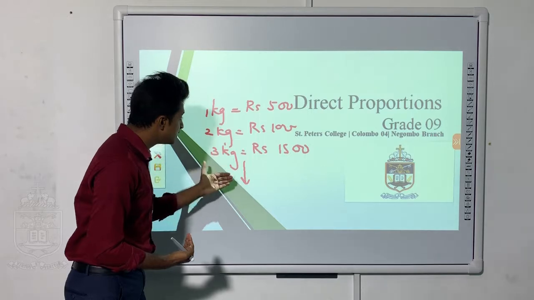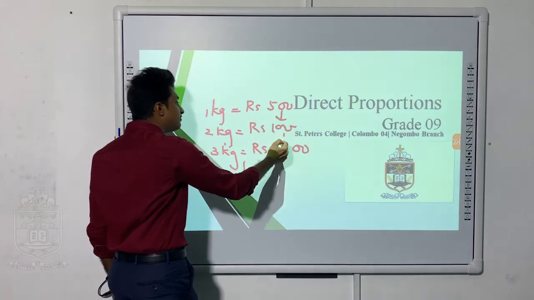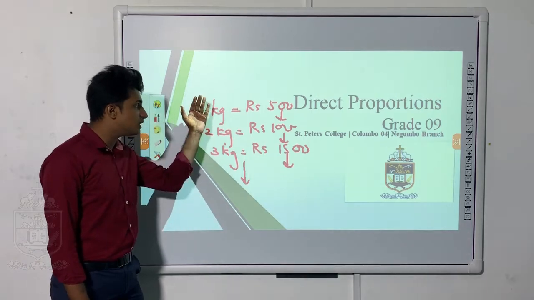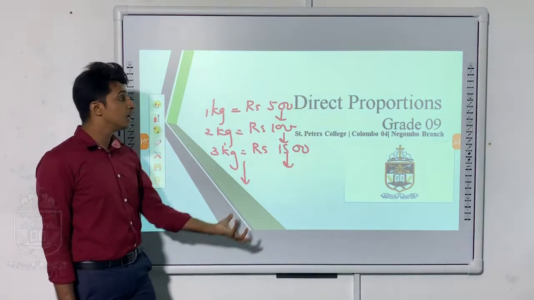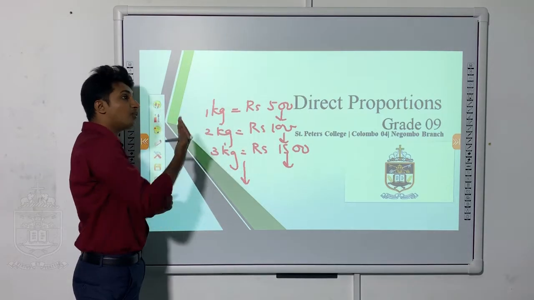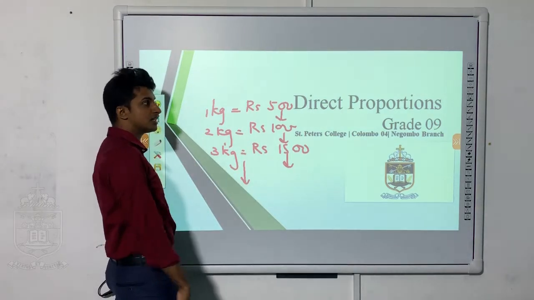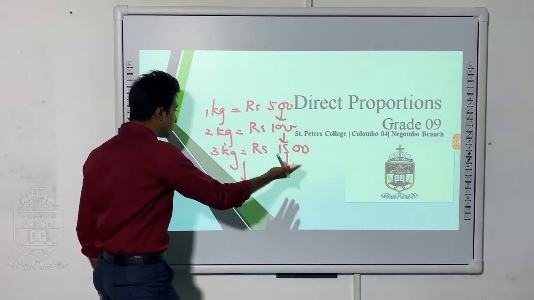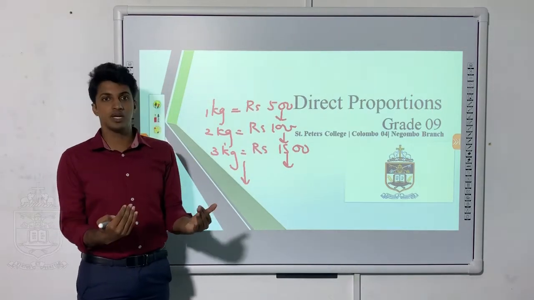So while the number of kilograms is increasing from 1 to 2, 2 to 3, 3 to 4, the amount you have to pay will also keep on increasing. That means when one quantity is increasing, the other quantity is also increasing simultaneously: 500 to 1000, 1000 to 1500. If you're buying another kg, that is 4 kg, it will become 2000, right? So when this quantity is increasing, the other quantity is also increasing.